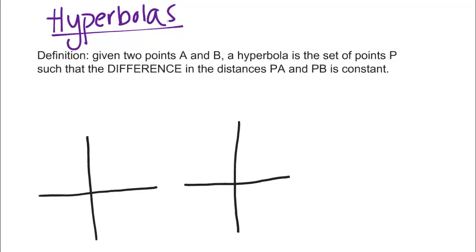If we're given 2 points, A and B, and those are still known as the foci, a hyperbola is the set of points P such that the difference in the distances PA and PB is constant. So PA minus PB is always some value that's going to be the same. So remember, in the ellipse, it was the sum of the distances that was constant. Here it's the difference, but A and B are still called the foci.